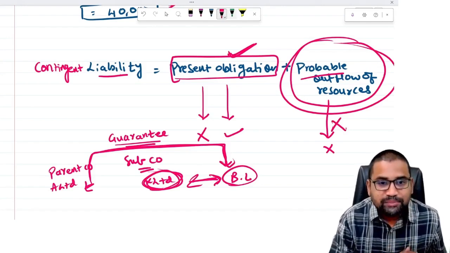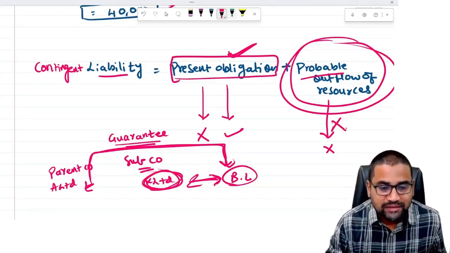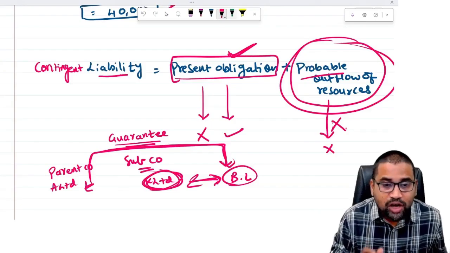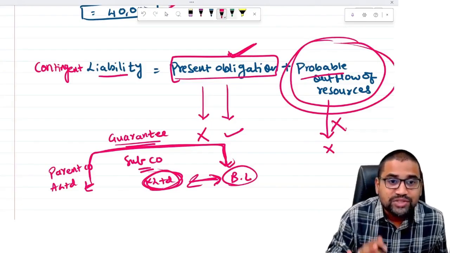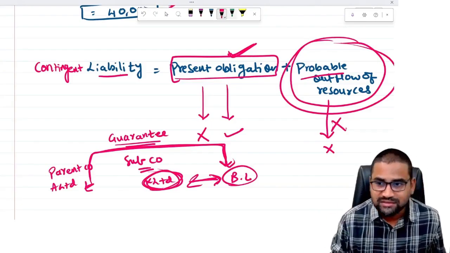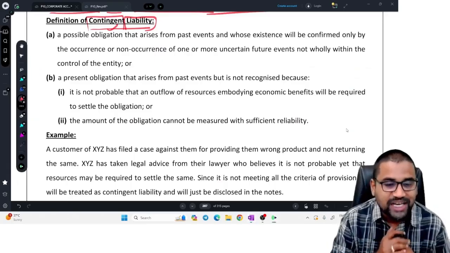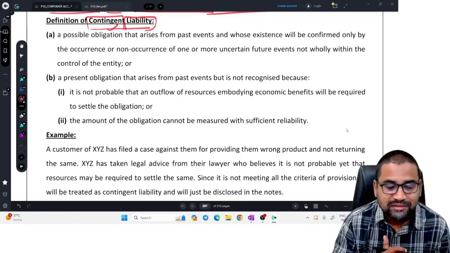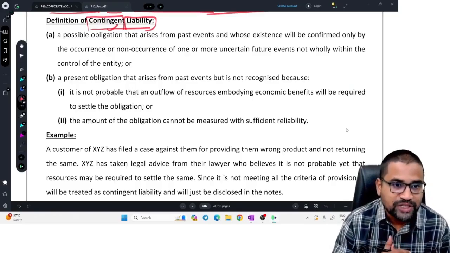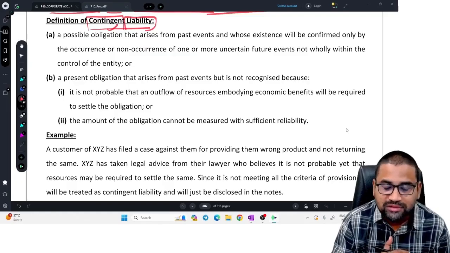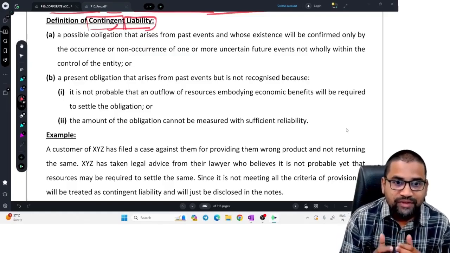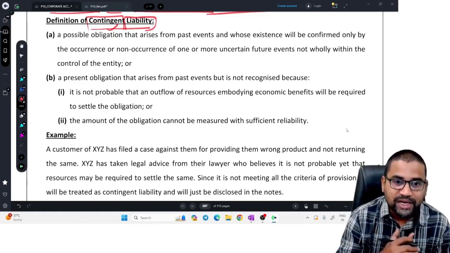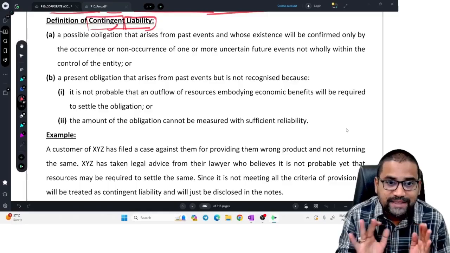So, to put it simply, what is a contingent liability? A contingent liability is a liability where there is no present obligation. Or even though there is a present obligation, there is no probable outflow of resources. Then that is called a contingent liability. Best example, a guarantee given on behalf of a subsidiary company for any loan. Or maybe, for example, any case filed by a third party against us, but we have not accepted the liability.